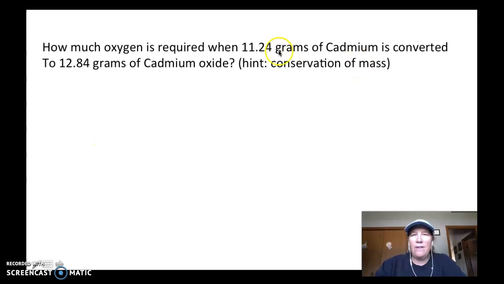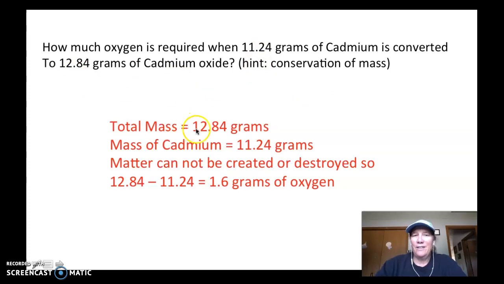So if I have 11.24 grams of cadmium and I convert it into cadmium oxide, so Cd changes into CdO, I need to figure it out. Well, all I'd have to do, really, this is the total mass. This is the mass of the cadmium. So the difference between these two must be the mass of the oxygen. Okay, that's all you'd have to do there.